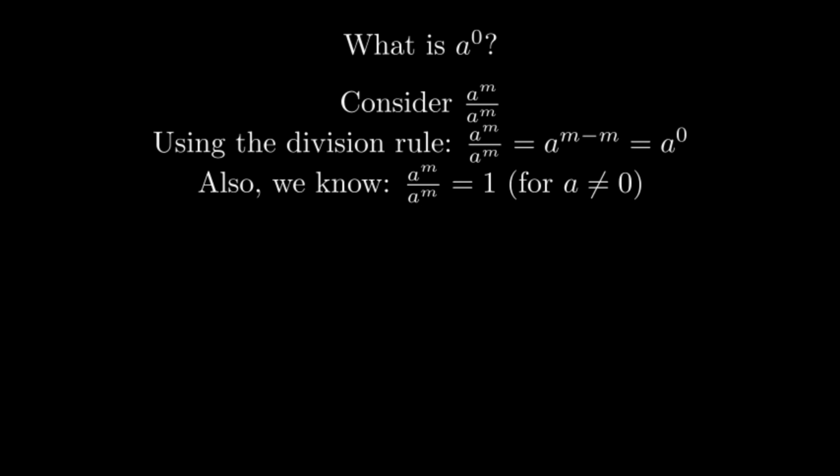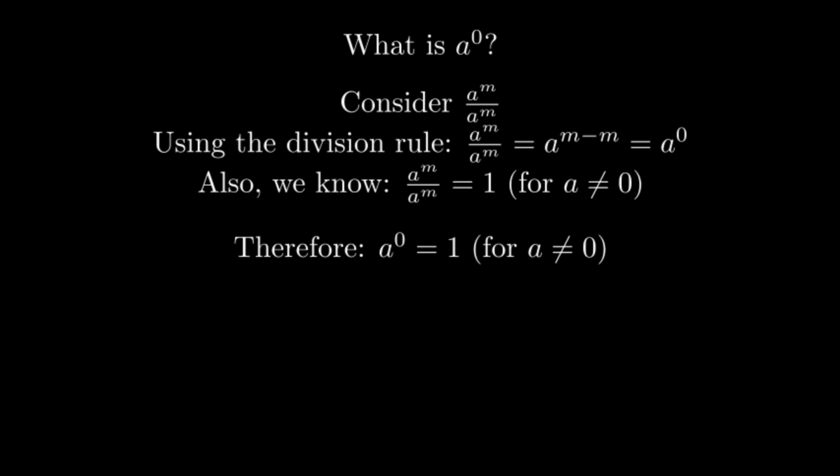But we also know from basic arithmetic that any non-zero number divided by itself is 1. Since both expressions are equal to a to the m over a to the m, they must be equal to each other. Therefore, a to the power of 0 equals 1 for any non-zero base a. This is a very important identity to remember. Any non-zero base raised to the 0 power is 1.